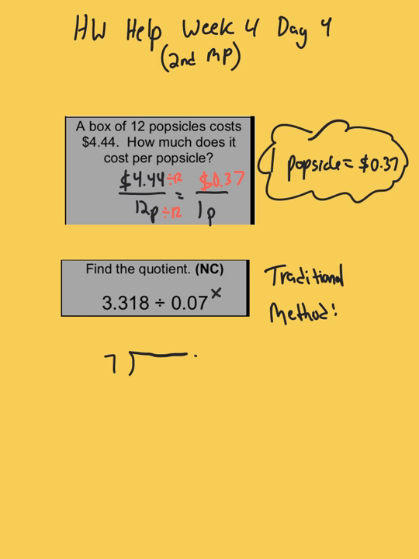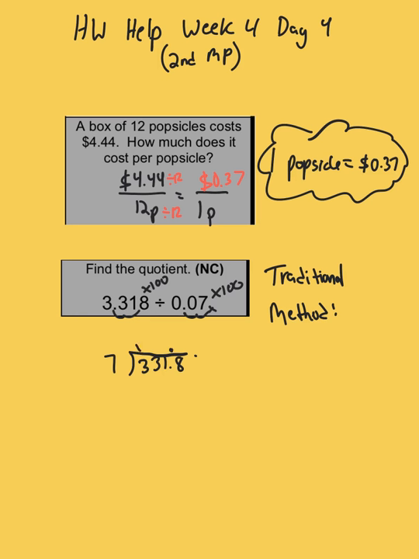First off, when I'm doing traditional, I want to divide by a whole number. So I'm going to multiply this by 100 to move that decimal twice to the right to make it a 7. Now I'm going to multiply this one by 100 as well to get 331.8. Now I'm going to put my decimal right here, and I'm going to start.